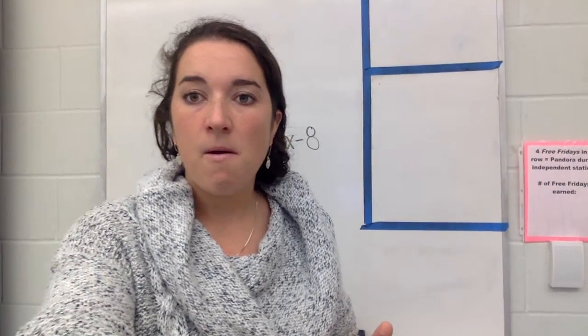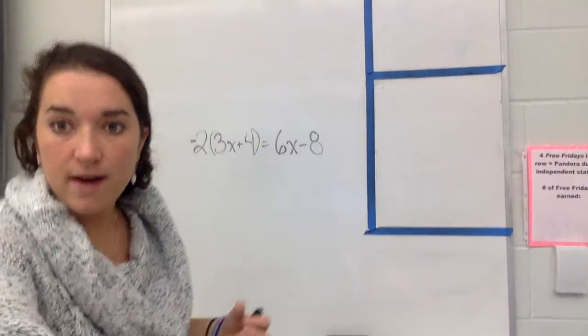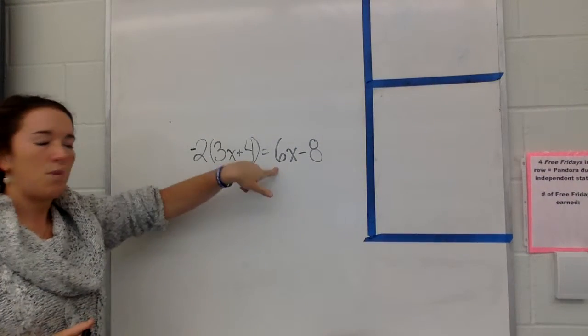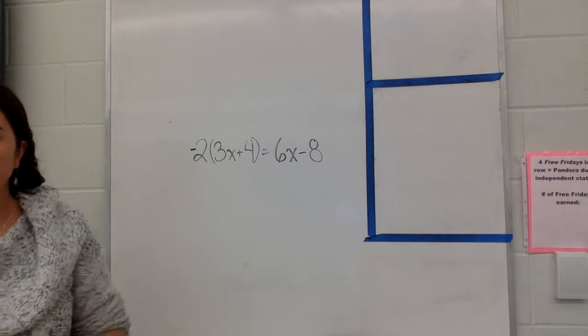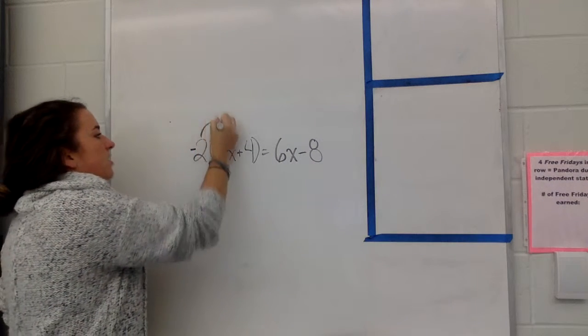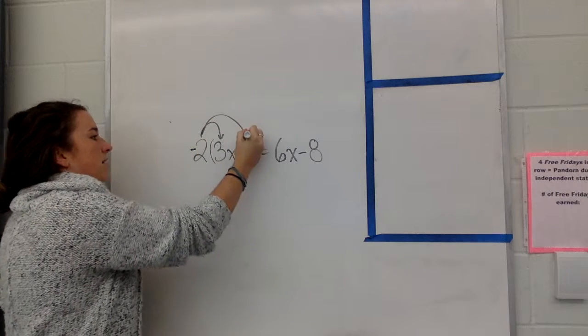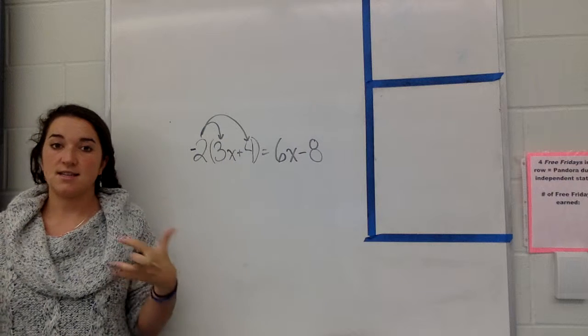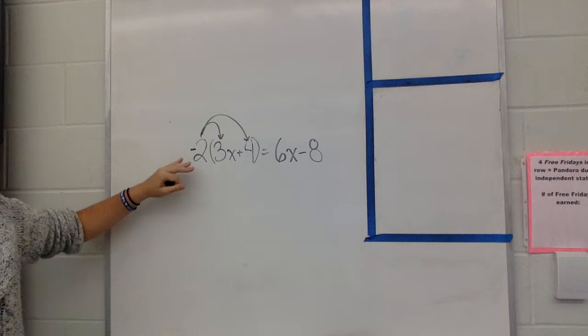Hello, 8th grade. So here's your equation 1. Write this where it says equation 1. When I see this problem, what can I do to start simplifying? I can distribute on the left side of the equation. So I can distribute this -2. We have a negative sign in, so we're still practicing distributing with negatives.